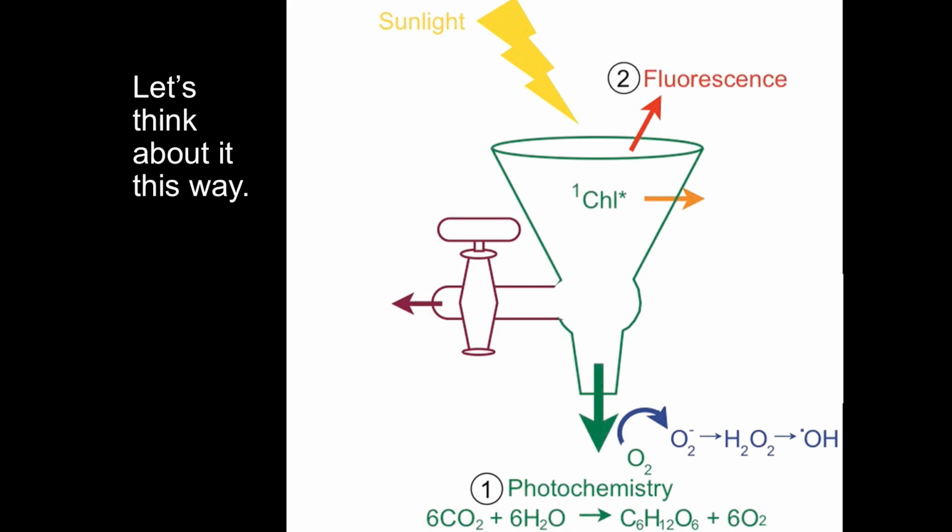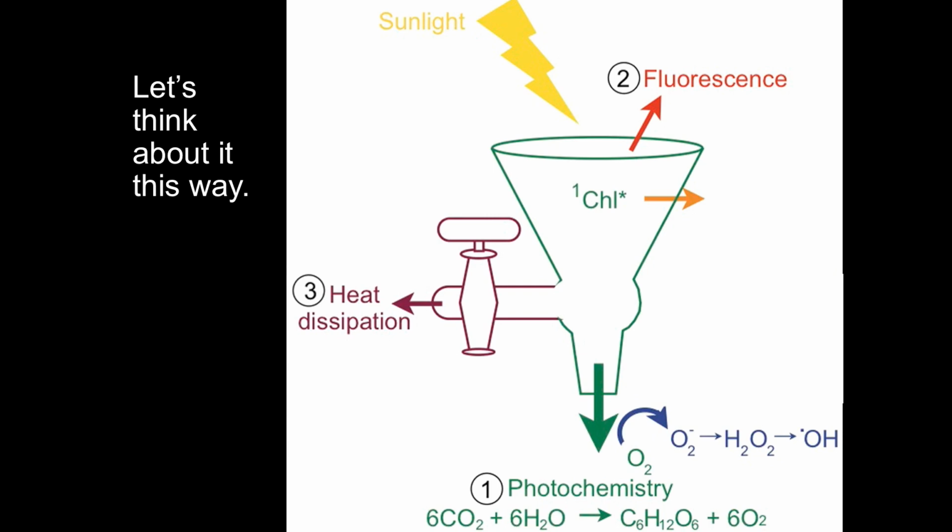The second option, which is a byproduct of photosynthesis, is that this energy is dissipated as thermal heat at longer wavelengths as fluorescence. A third option is that this sun is dissipated as heat through non-photochemical quenching, which is primarily what we're going to be focusing on today.